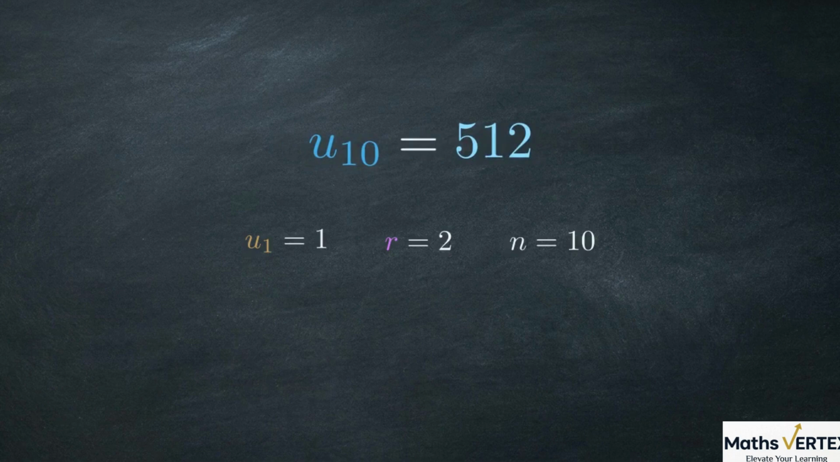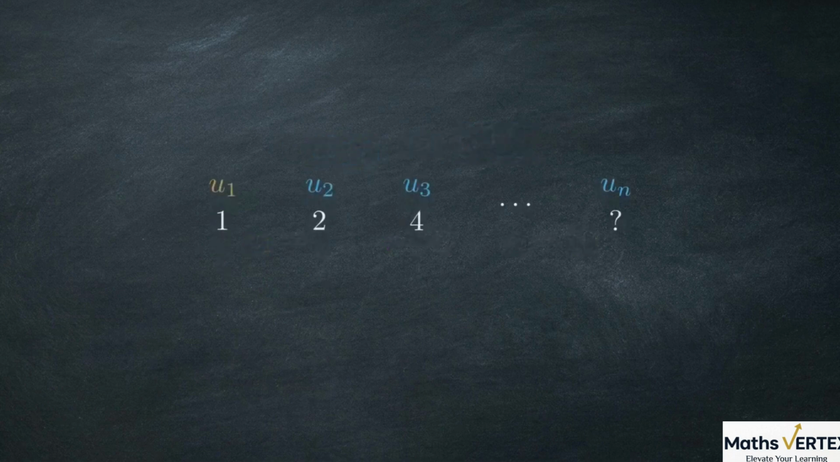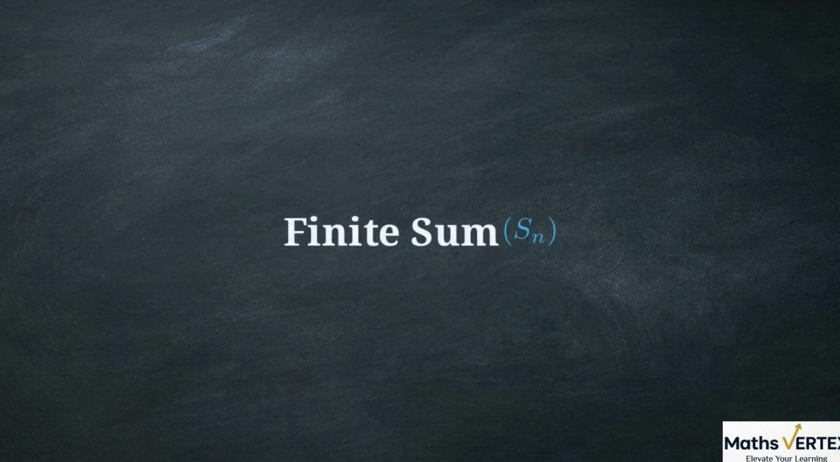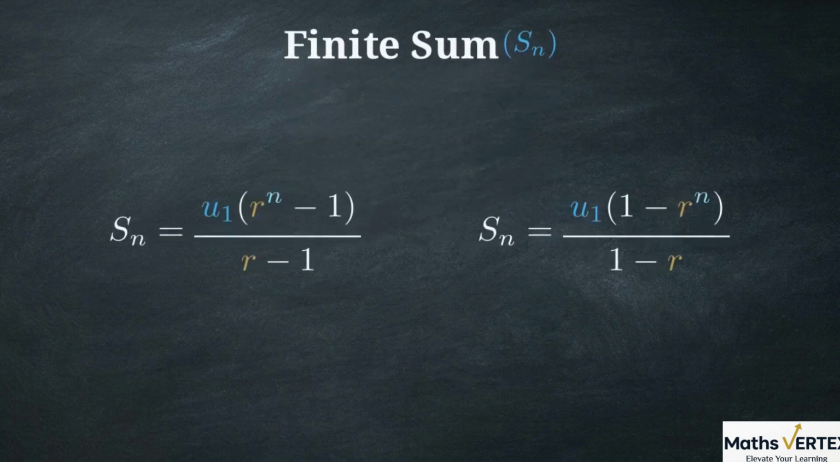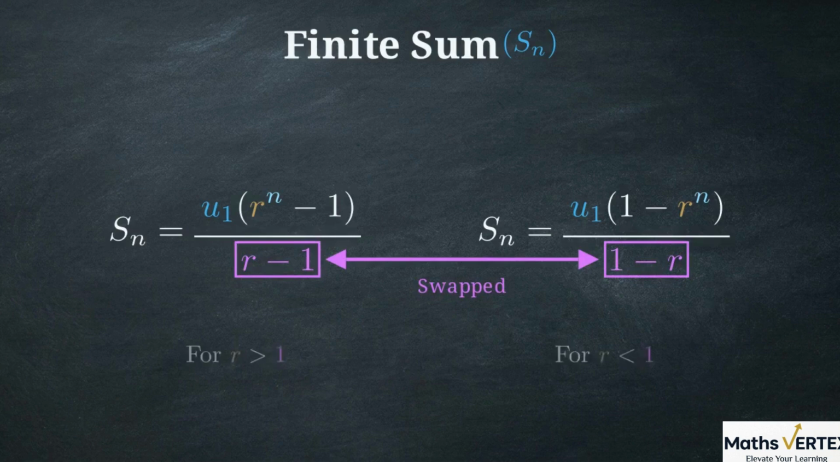We use n minus 1 as the exponent because the very first term hasn't been multiplied by the ratio yet. The multiplication only starts when moving to the second term. When we need to add up a specific number of terms, we use the finite sum formula, S_n. You'll see two versions in the IB formula booklet. These are mathematically the same. They are simply arranged so the denominator stays positive, depending on whether your ratio is larger or smaller than 1.